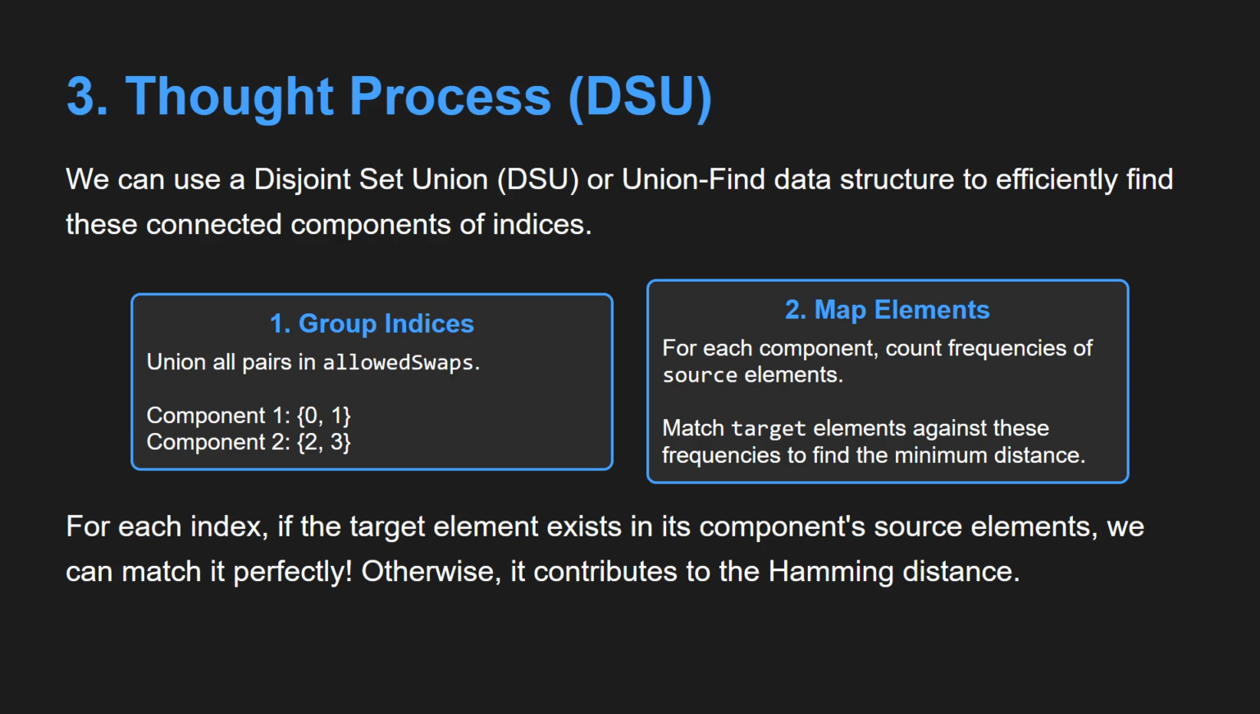Finally, we iterate through the target array. For each target element at a specific index, we check if it is available in the frequency map of its corresponding component. If it is, we decrement its frequency, indicating a successful match. If it is not, we increment our Hamming distance counter.